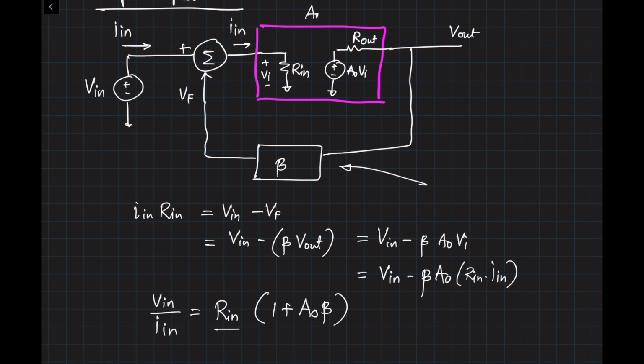So Rin is represented as input impedance without the feedback for the original amplifier. And after applying the voltage feedback, we see that the input impedance has gone up by the factor 1 plus A0 beta. So if A0 beta is large, then we can say that the input impedance has gone up by A0 beta factor. Similarly, you can do output impedance calculation.